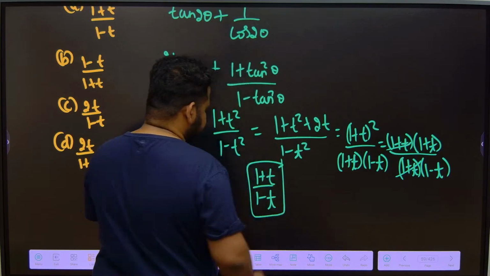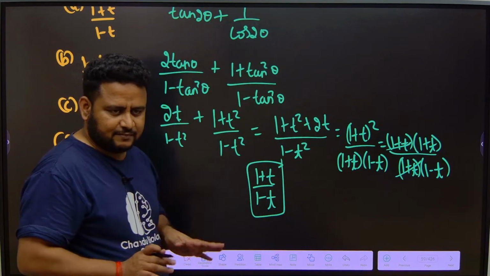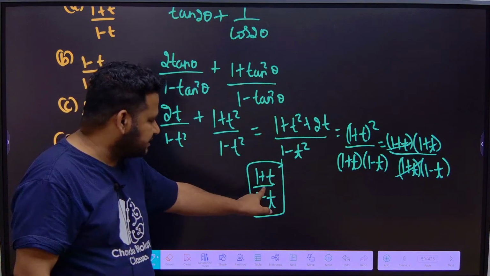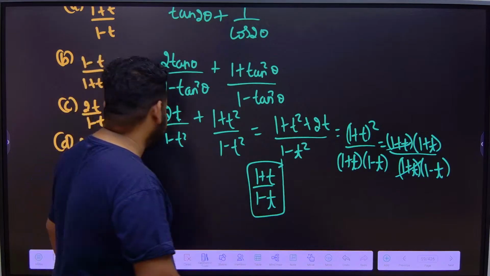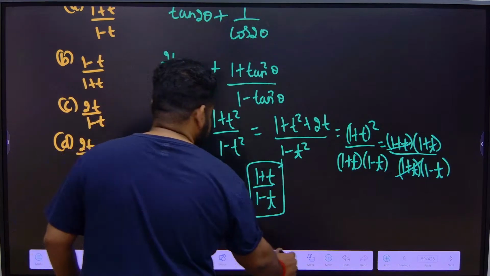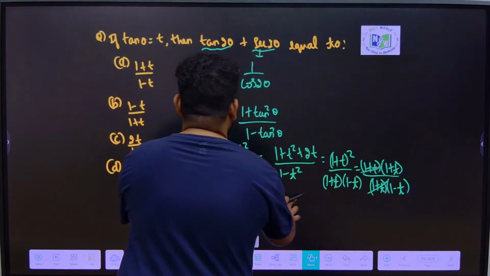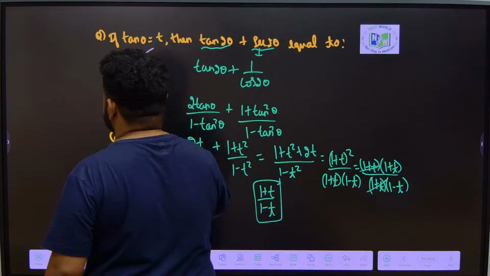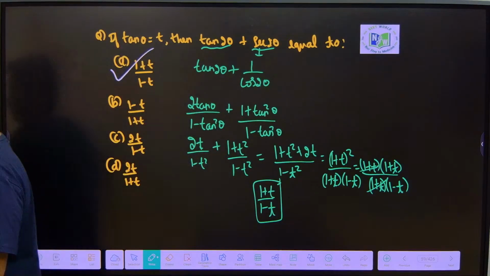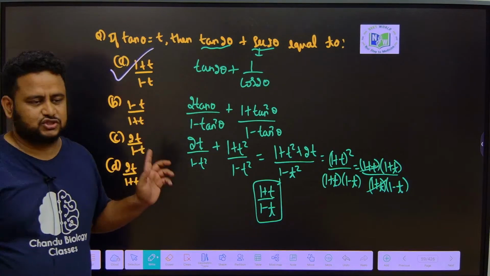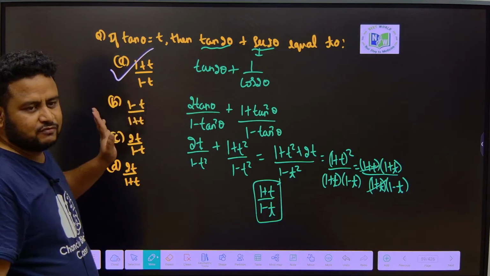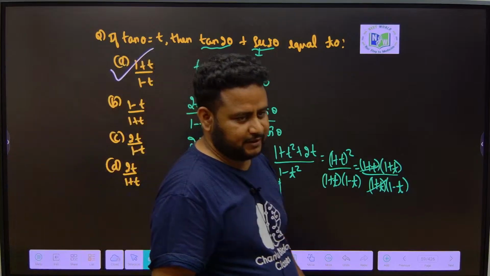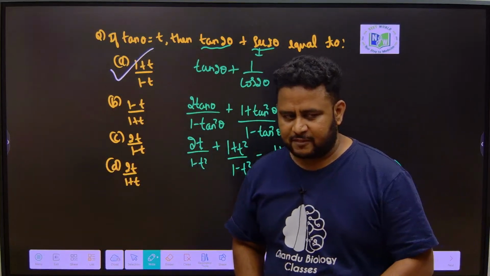All these steps you can do directly, you can skip them. But you people have to understand. That's why I am explaining each and every step in detail. So the answer is (1 plus t) by (1 minus t). That is nothing but which option? First option, I think. Okay, that is the first option. First option is the right answer to this question. Clear? Understood? Any difficulty, you tell me. Got it? Fine.